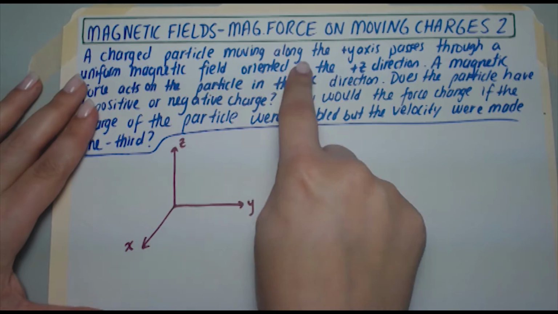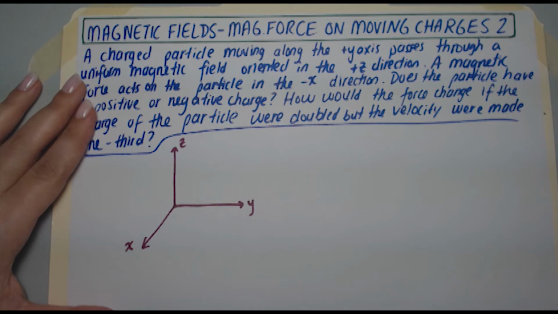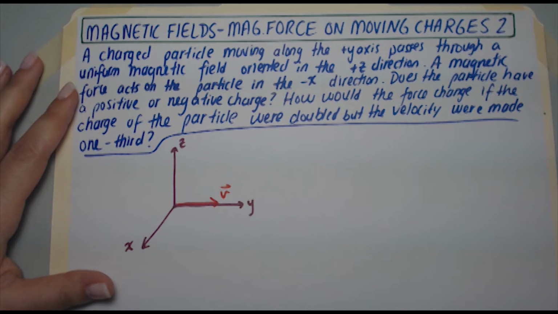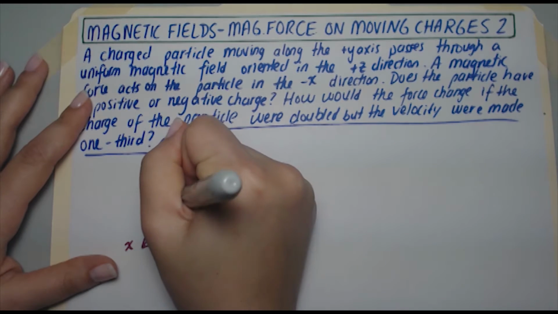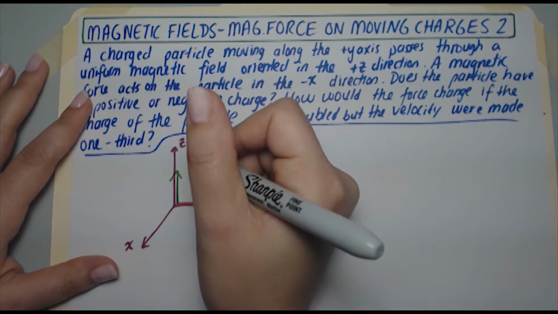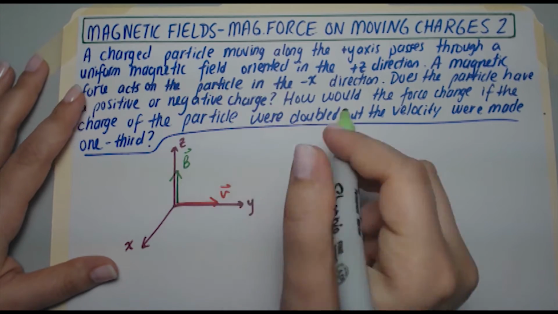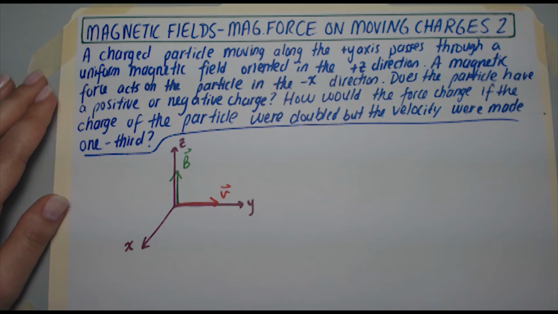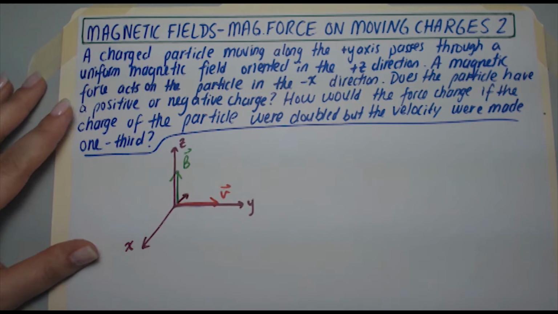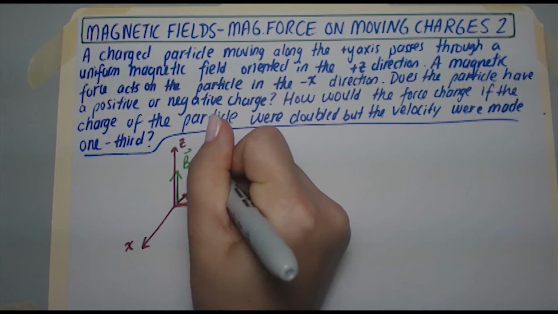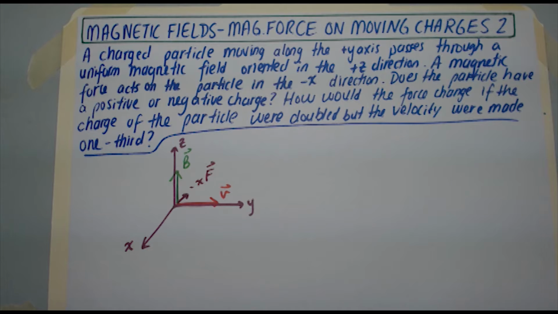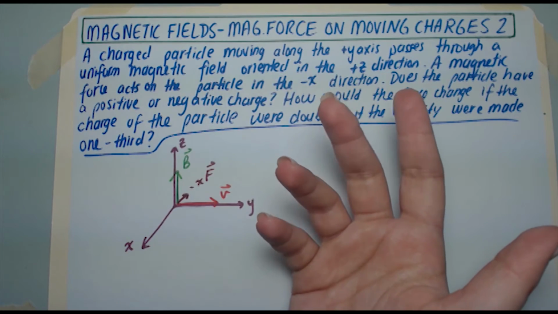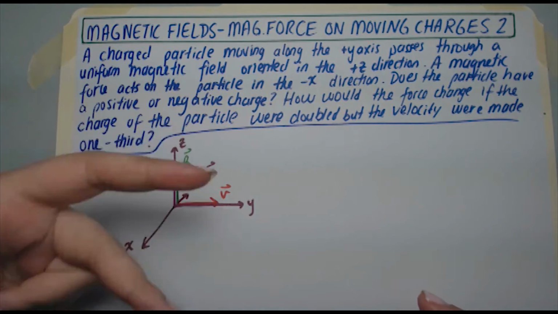Now in this question, we're told the particle is moving in the positive y-axis, right? So that means this is the direction of the velocity. The magnetic field is oriented in the positive z direction, so actually this is exactly like video 172 at this point. And we're told the magnetic force acts on the particle in the negative x direction. So the force actually acts in the negative x. This is the direction of the force. So if these three letters match our right hand, that means it's a positive particle. If they match our left hand, that means it's a negative particle.